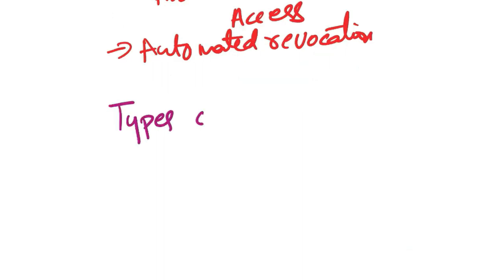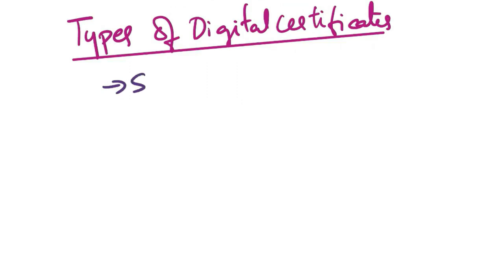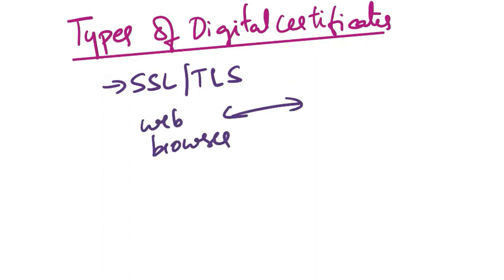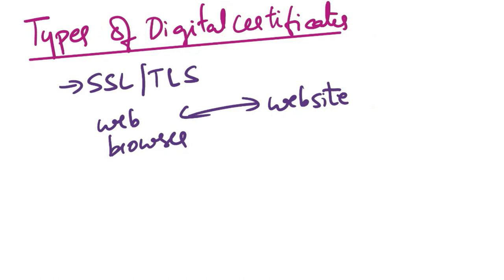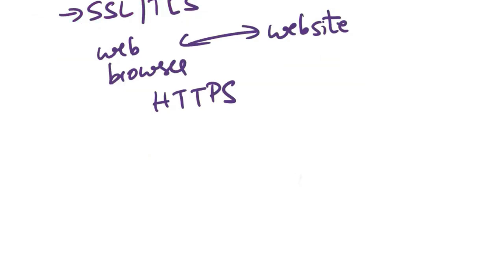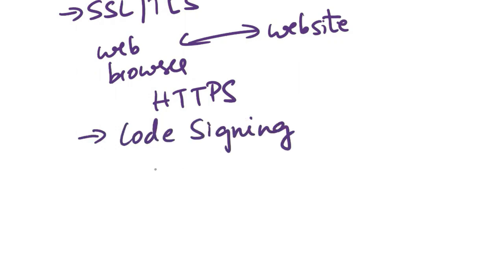Now let's see the types of digital certificates. First one, SSL TLS certificates. This is used to secure data transmitted between a user's web browser and a website, providing encryption and authentication. This is essential for HTTPS connections, ensuring secure and trusted online transactions and communications. Another type is code signing certificates. This is used by software developers to digitally sign their codes or scripts. This allows end users to verify that the software hasn't been tampered with or altered by malicious parties.